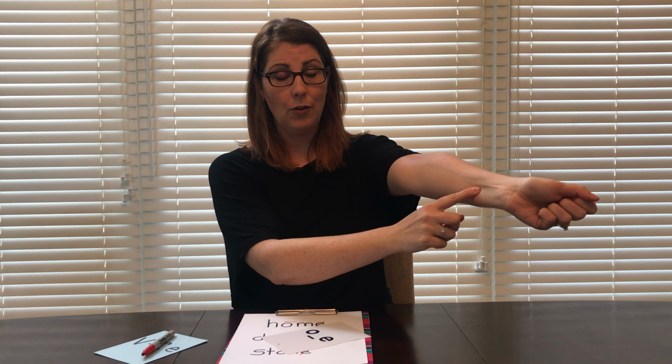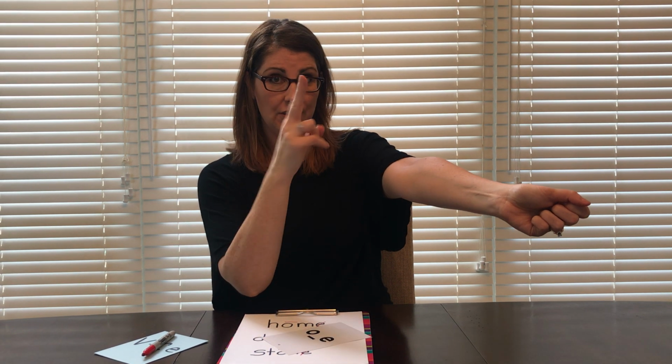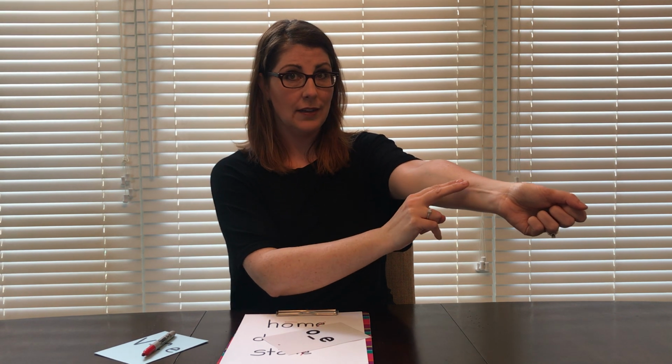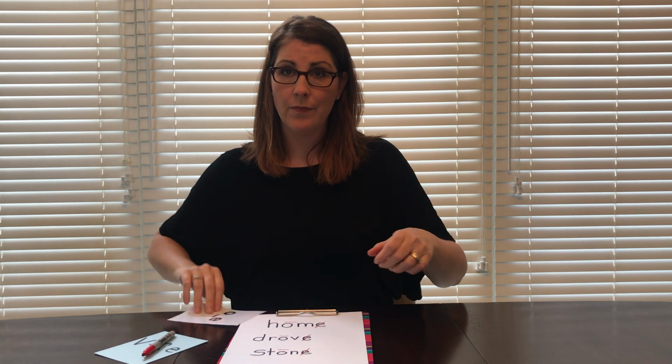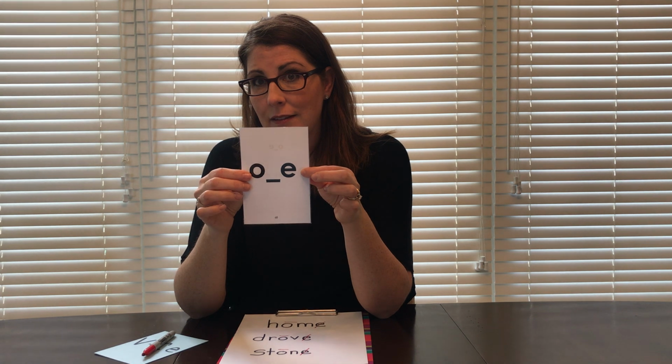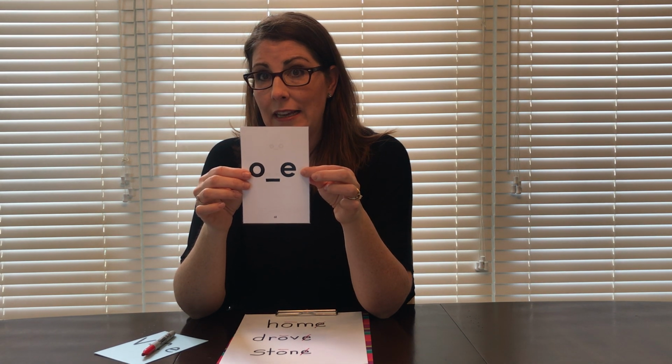So we're going to write on our arm again. Put your arm out. O consonant E says O. I want you to do that with me, and I want you to say it as you write on your arm. Are you ready? And you can take two fingers. O consonant E says O. O consonant E says O. O consonant E says O. O consonant E says what? Right, O consonant E says O.